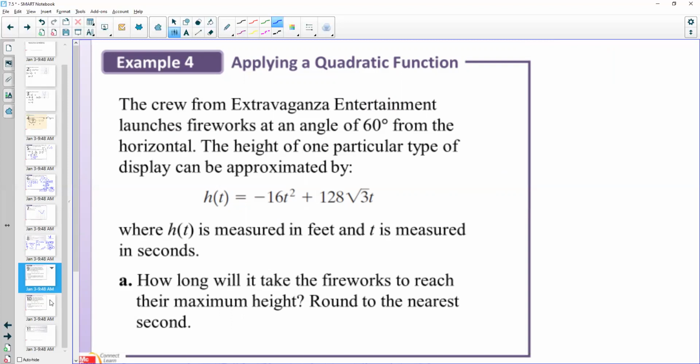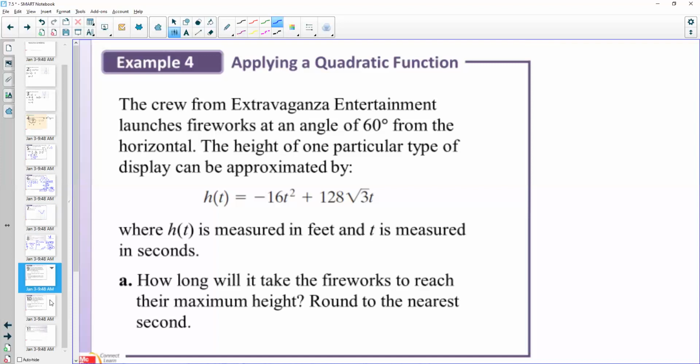So you have some kind of a question like this. The crew from Extravaganza Entertainment launches fireworks at an angle of 60 degrees from the horizontal. Okay, that's fair. The height of one particular display can be approximated as h of t equals negative 16t squared plus 128 square root of 3 t. H of t is measured in feet, so that's height, and t is measured in seconds. So how long will it take for the fireworks to reach their maximum height?